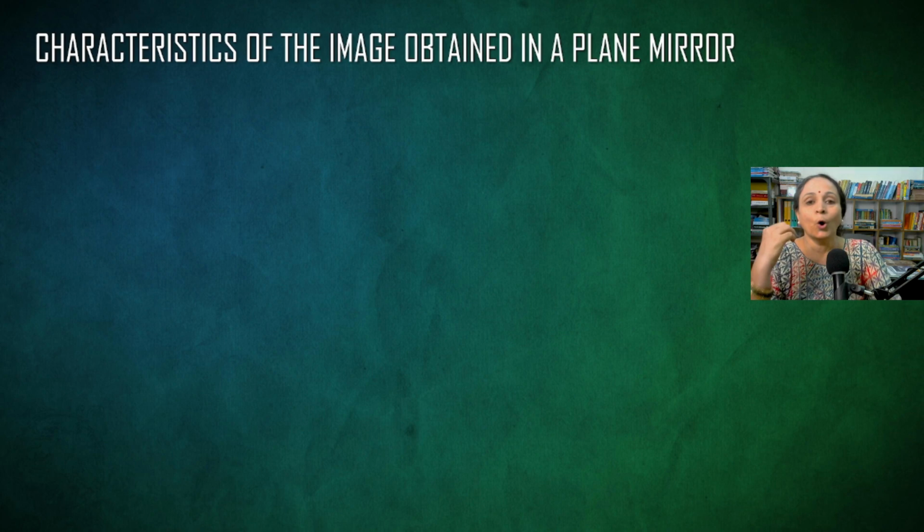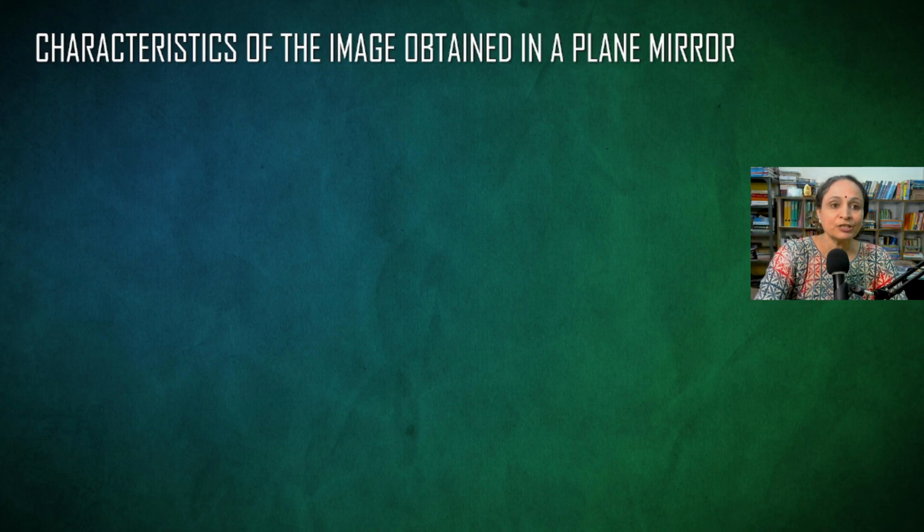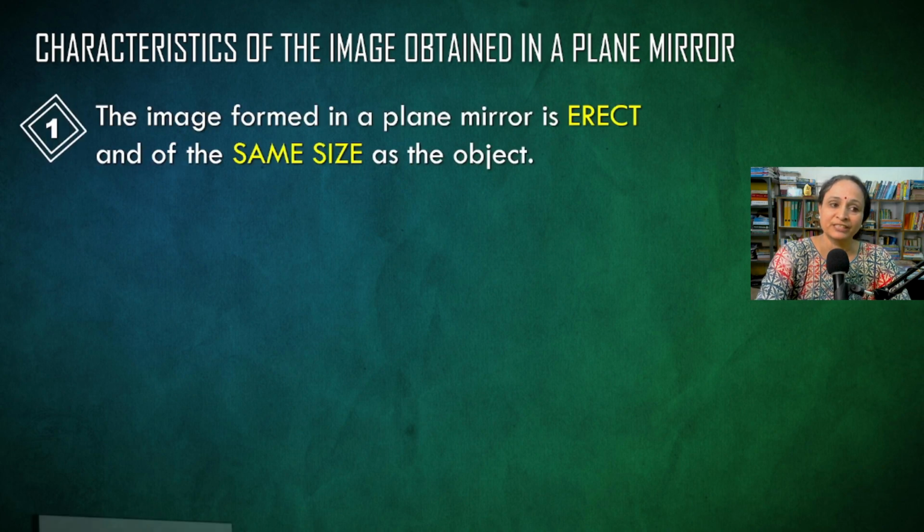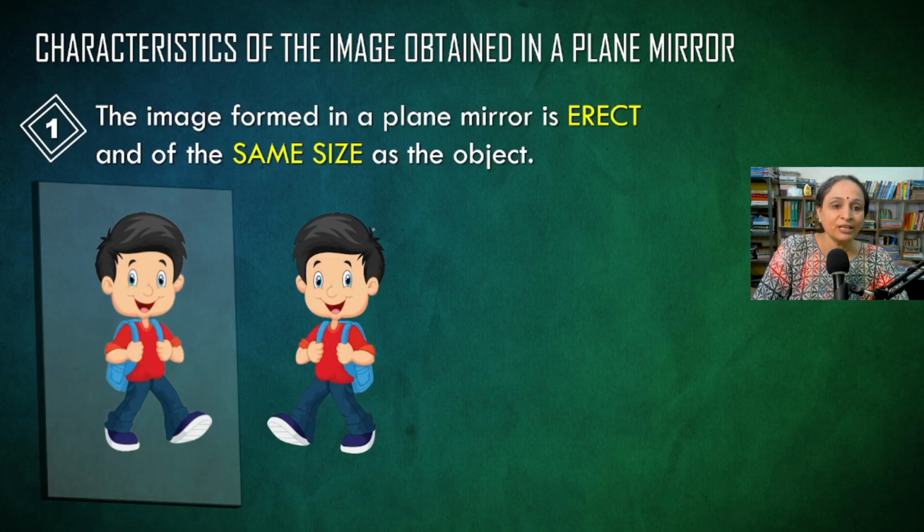We all have been seeing ourselves in the plane mirror since we were very, very small babies. Now let's talk about some of the characteristics of the image obtained in a plane mirror. How does this image look? One by one, the first characteristic is the image formed in a plane mirror is erect and of the same size as the object. If you look at yourself as a small boy or girl in the mirror, the size of the image and your size are exactly the same.